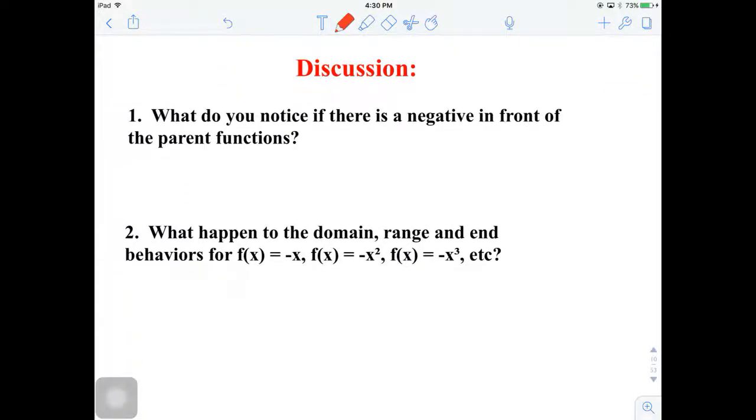And next, let's take a look at the discussion question. What do you notice if there is a negative in front of the parent function?